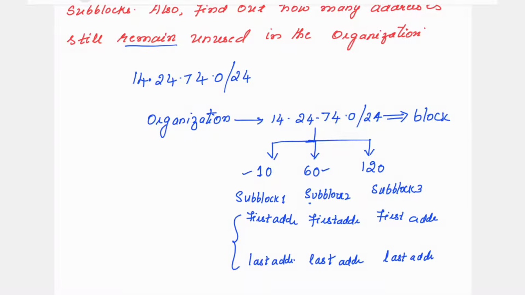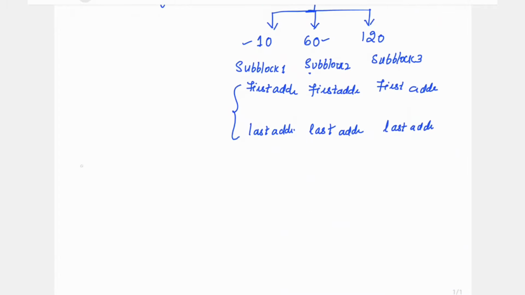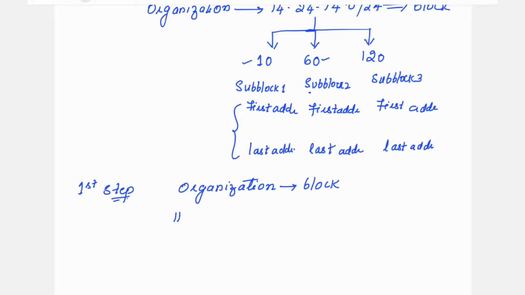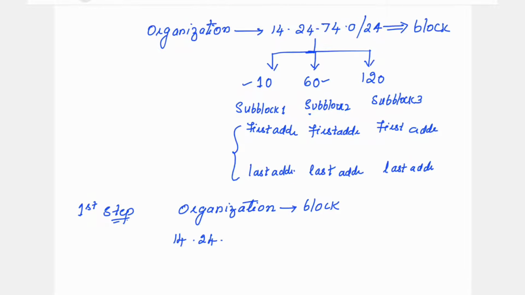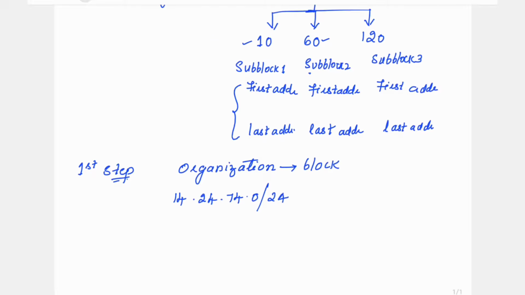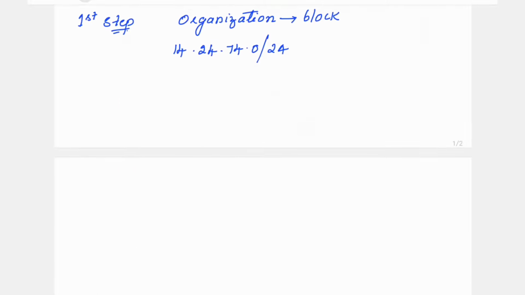To write the solution for this kind of problem, the very first step is to design the main organization block, because first you should know how many possible addresses or how many possible hosts this organization will have. So this organization, which you are calling a block, you need to design. For that, first you check what block address is given. The block address given is 14.24.74.0/24. With this you can find out how many addresses this organization will have.